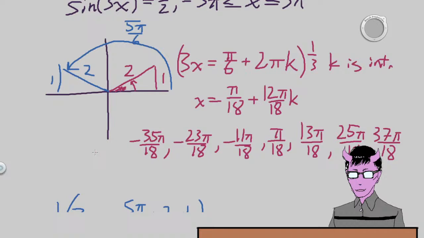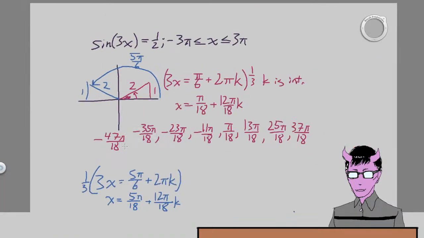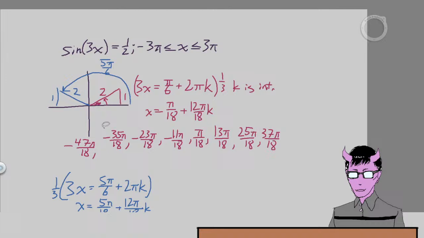And then hopefully the last one, minus 1 more 12, is going to be 47 pi. Yes. And that one just barely makes the cut, but it does.